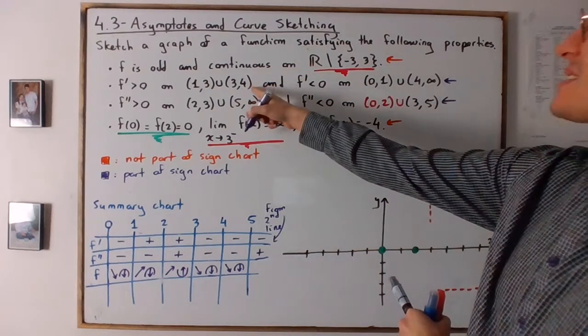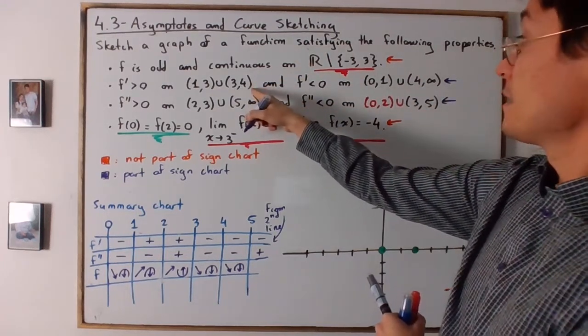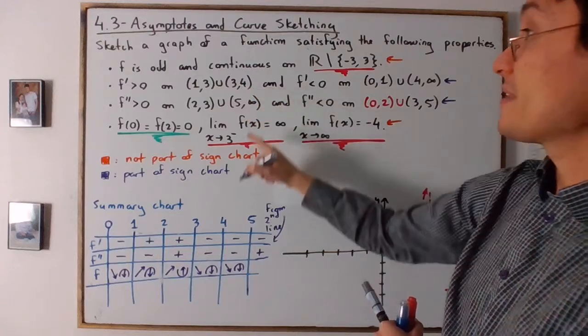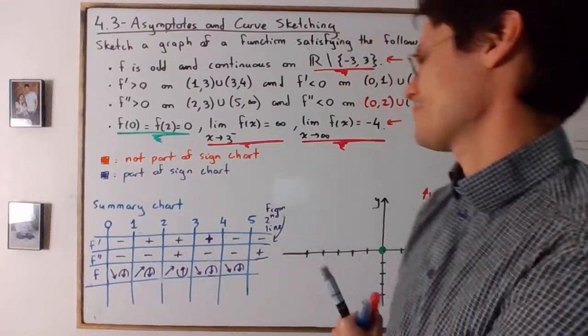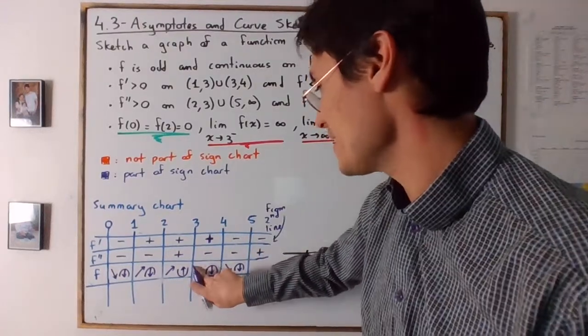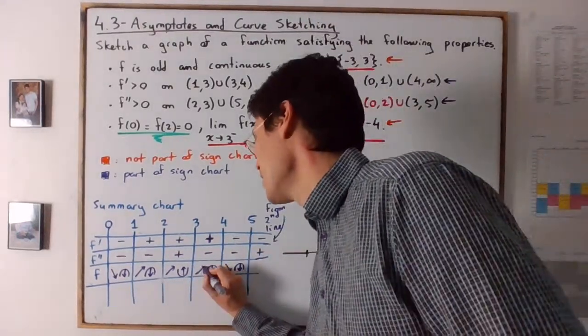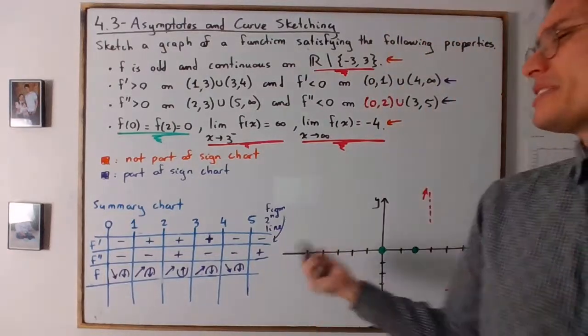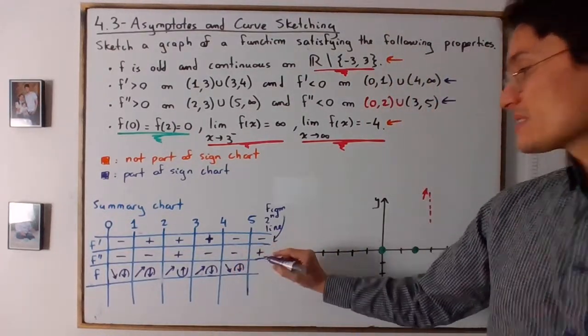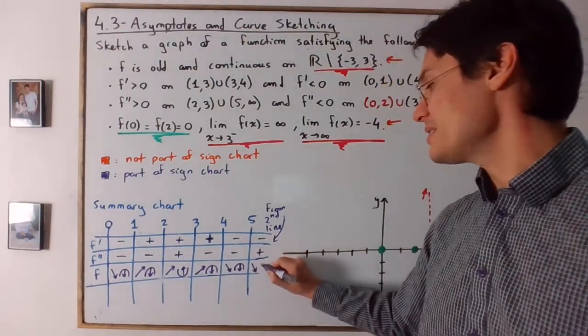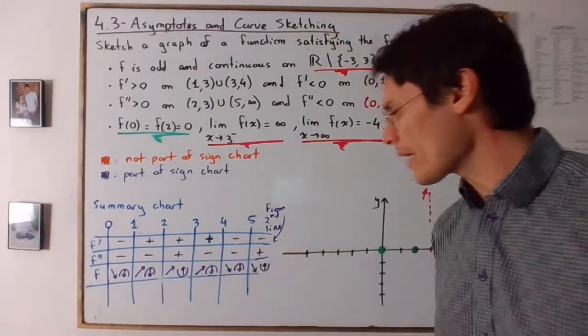Ah, it's here that I messed up. So it's going to be positive here. There we are. Which means that here it's increasing concave down. I was surprised actually. There we go. Then it should be fine now. And finally it's decreasing concave up.